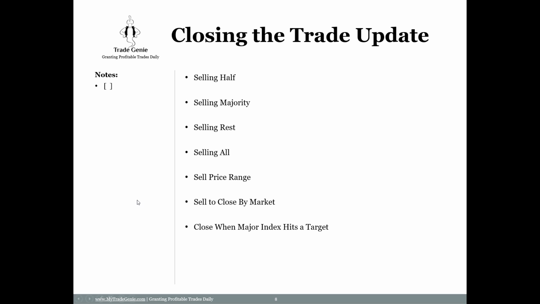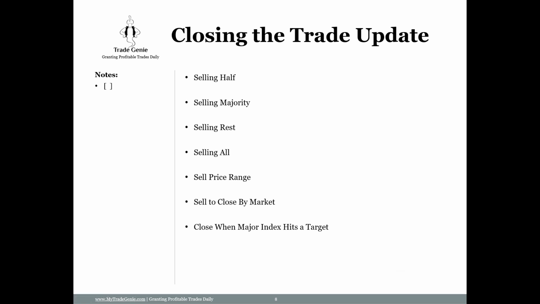So send the alert to sell to close by market. This is another type of message I send out, to sell to close by market. Now there's another alert which goes out if it is based on the conditional order. You can set the conditional order to close when a major index hits a target.